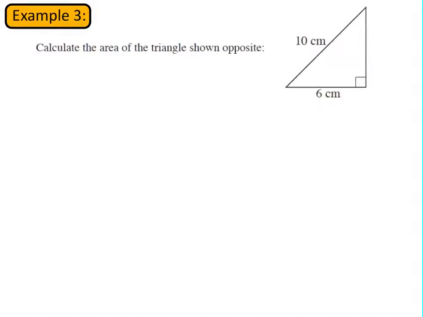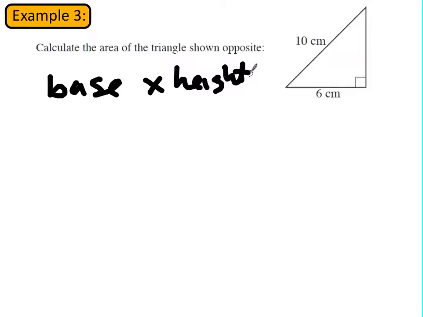Next example, this time we have to find the area of a triangle. Now, to find the area of a triangle, there's a formula that you should all know anyway, and that is we need to do the base multiplied by the height, and then get that answer and divide it by 2. So that's how we find the area of a triangle, but of course we don't have the height of this triangle, so we're going to need to work it out before we can do that formula.